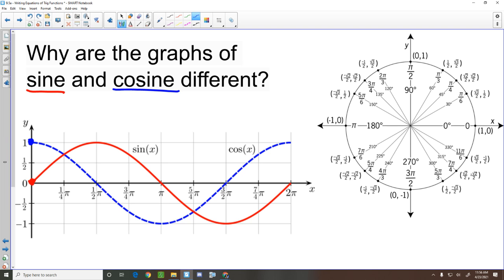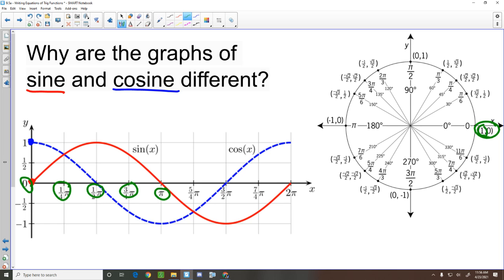Exactly. If we treat our x-axis as basically these angles, right? Pi over 2, 3 pi over 4, whatever, pi. Think of those as an angle. If we start at 0, well, at our unit circle, what's the value of sine and cosine at 0 degrees or 0 radians? Cosine is the x-coordinate, isn't it? The first number. Well, what's the x-coordinate at 0?